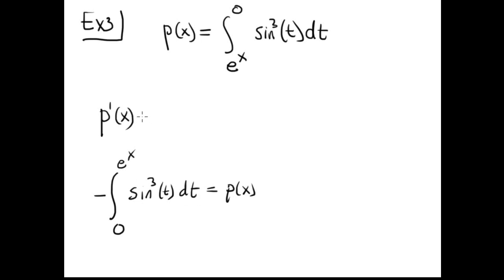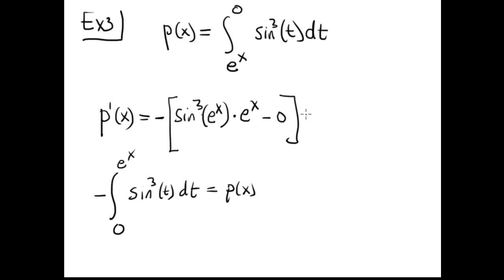This is the same function p. And the derivative is minus, derivative and antiderivative cancels out. So it's sine cubic of e to the x times the derivative e to the x, by the way is the same, minus 0, no? Minus 0 because this is the constant and the answer is 0. The answer is minus e to the x sine cubic of e to the x.